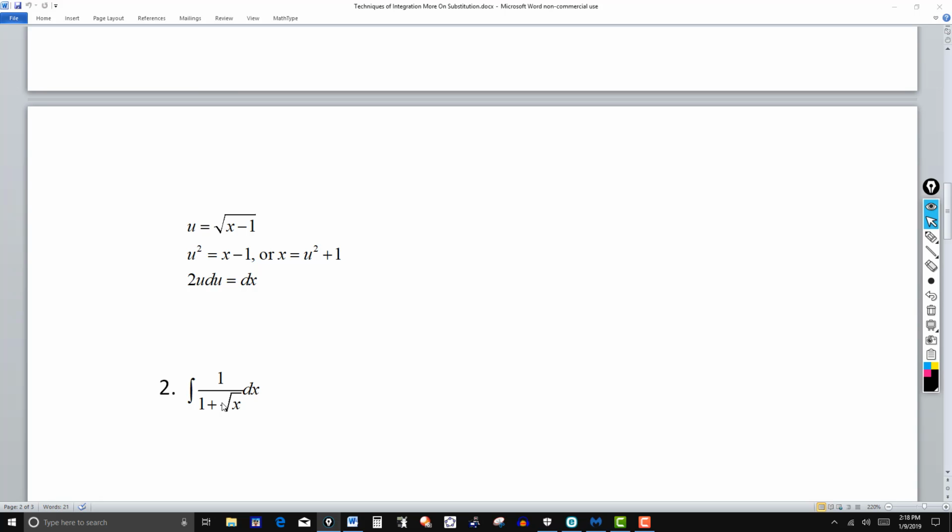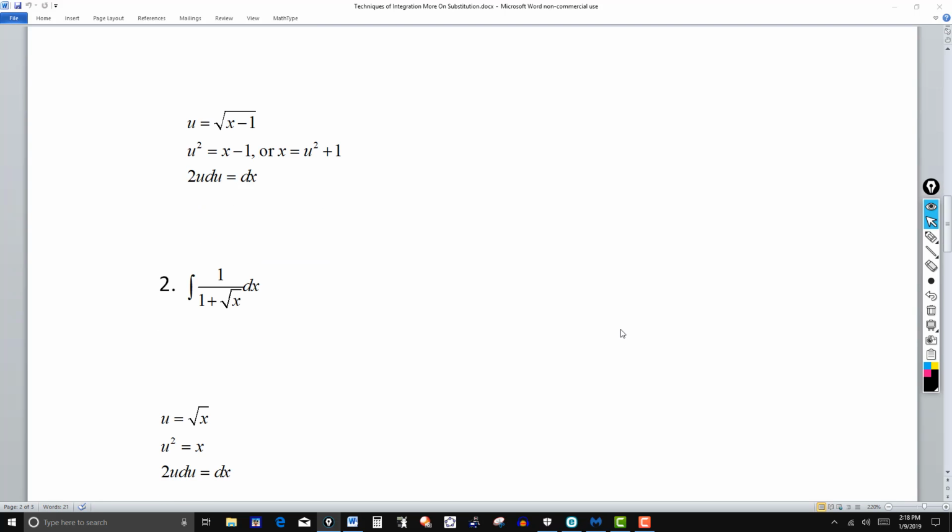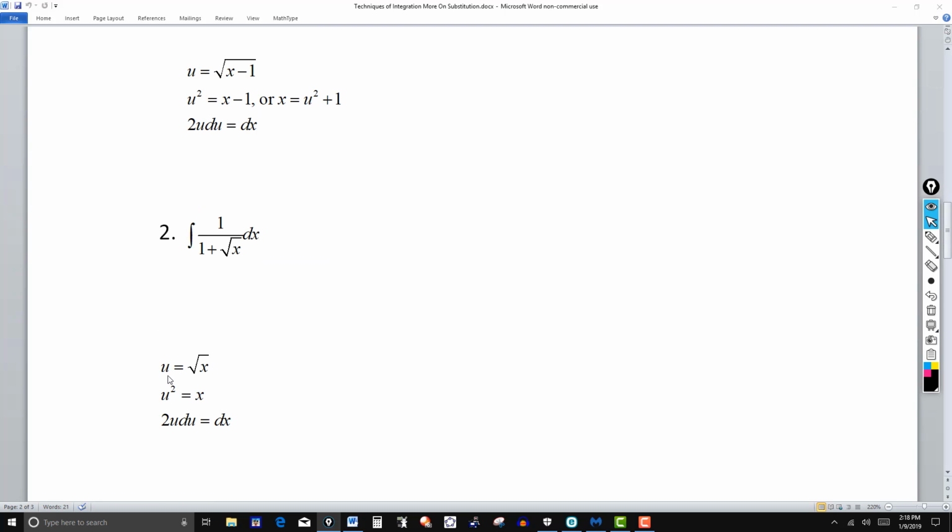So here are the substitutions that I use for this one. u equal to the square root of x. Okay, and I do that because this allows me to eliminate the radical by just squaring this. Okay, just like in the previous one. Square both sides, I get u squared is equal to x, and then take the differential of both sides. It'll be 2u du, and then for x it'll be dx.